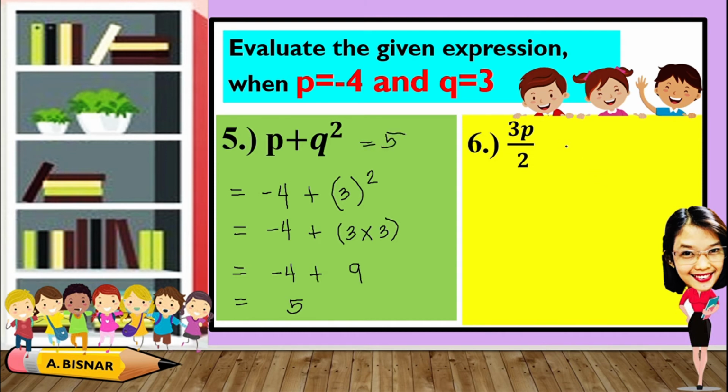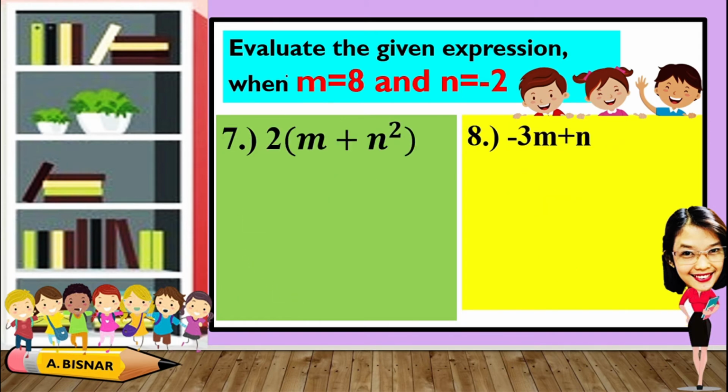Then for number 6, 3p divided by 2. So we have here 3, the value of p is negative 4, divided by 2. So let us multiply 3 and negative 4 because this is the product of 3 and p. 3 times negative 4 is negative 12, divided by 2. Then the answer will be negative 6. So this is equivalent to negative 6.